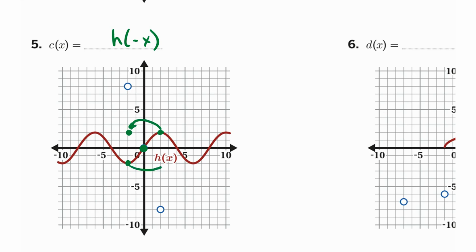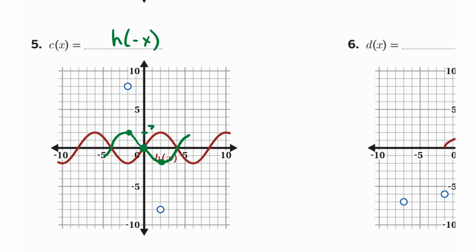reflected over here. And so then we get, again, something that looks like that. And then I could keep going, but I'm really focused on these 3 points here. So that's the negative in the front of the x there. That does a reflection over the y-axis. And then from there, I need to stretch it out.